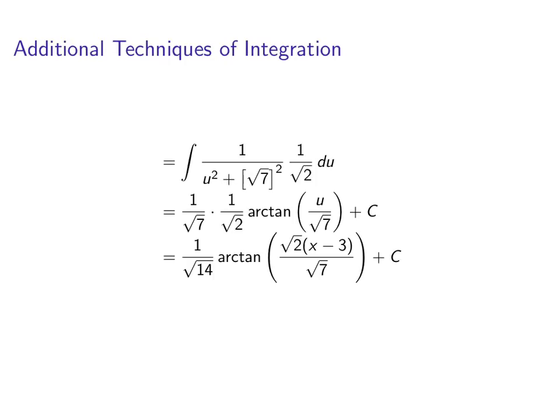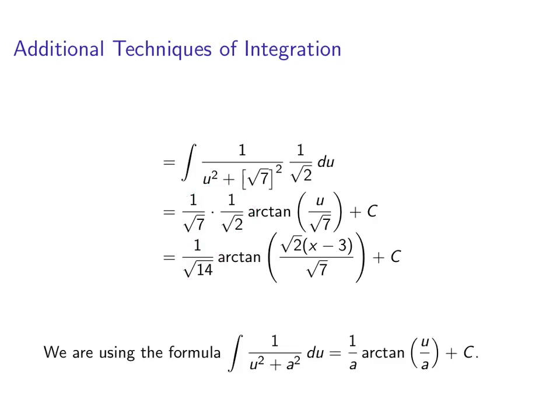And then we can put the u back in. I've also taken the liberty of recombining these. And then this is actually going to be our final answer. And then the question that could come up is, well, how did we go from here to here? We're using this formula: the integral of 1 over u squared plus a squared du is equal to 1 over a arctangent of u over a. That's how we can go directly from here to here. That's actually worth knowing about. Okay, that's all for now.